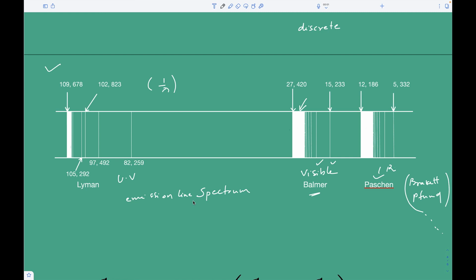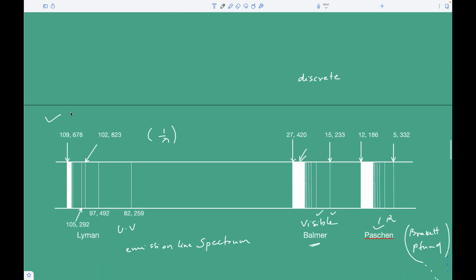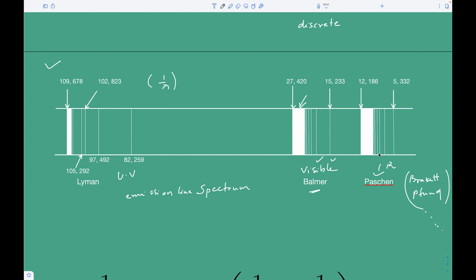Of hydrogen gas. See, under normal conditions, hydrogen gas consists of hydrogen molecules. In each hydrogen molecule there are 2 hydrogen atoms. But during electric discharge, hydrogen molecules first split into separate hydrogen atoms. And it is these hydrogen atoms that are actually emitting these electromagnetic waves. So this line spectrum that we have shown here is emitted by hydrogen atoms, not hydrogen molecules. So here we have the emission line spectrum of hydrogen atoms.